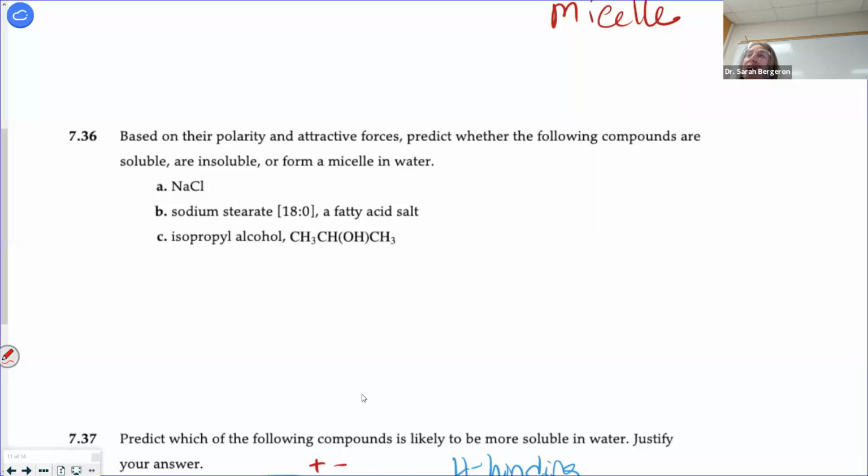Do you think they have a lot of polarity to them? Are they soluble in water? No. So have you heard the thing like dissolves like? Have you heard that before? Do you know what it means? If your solvent is water, what kind of a molecule is water? It's polar. So polar things dissolve in polar water.